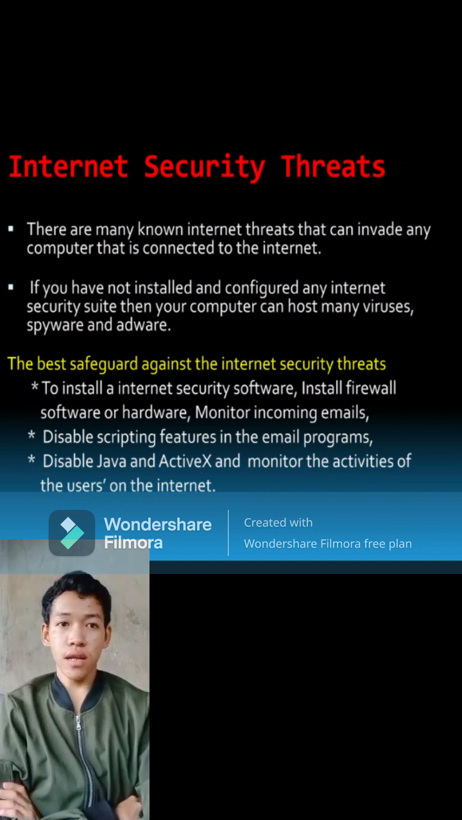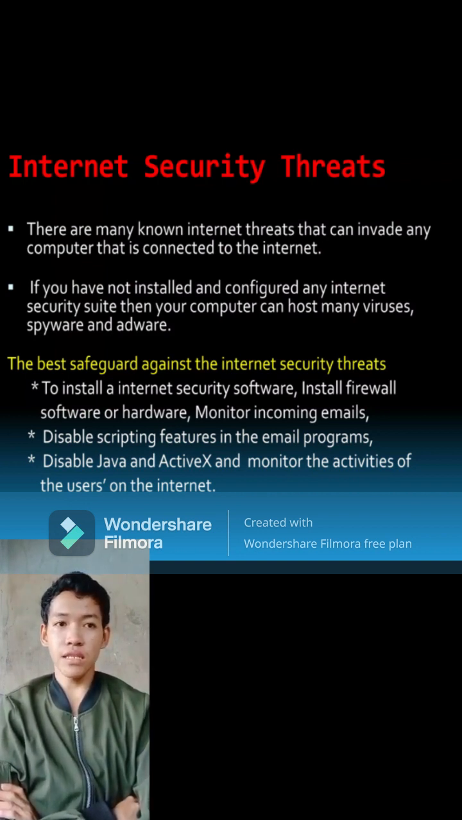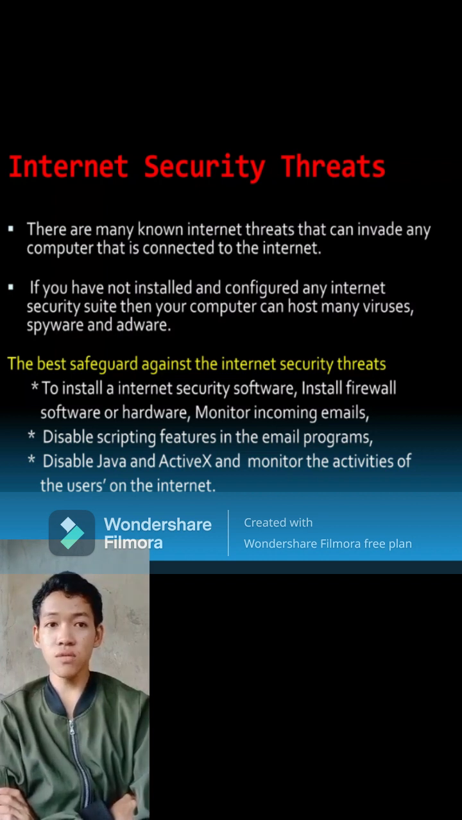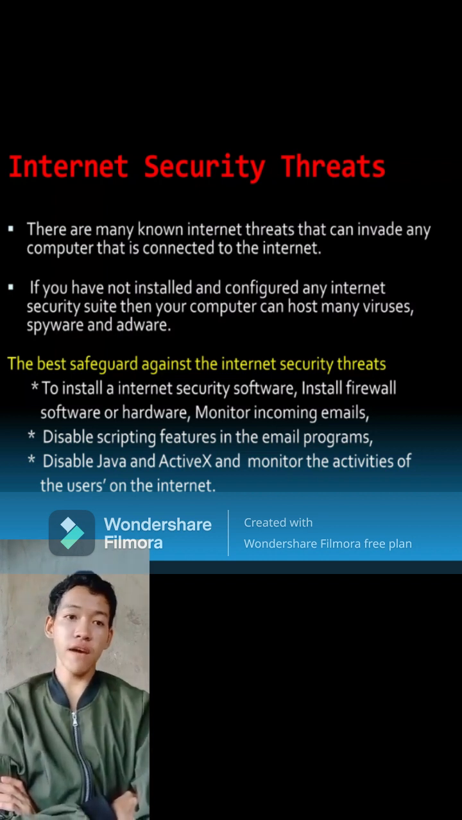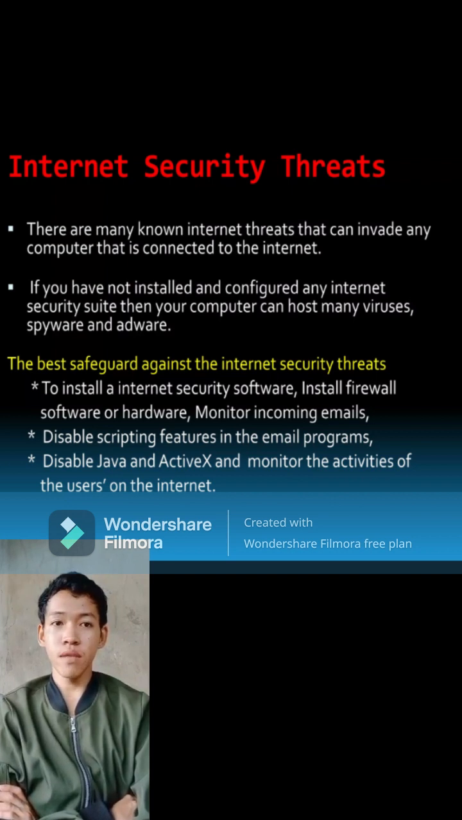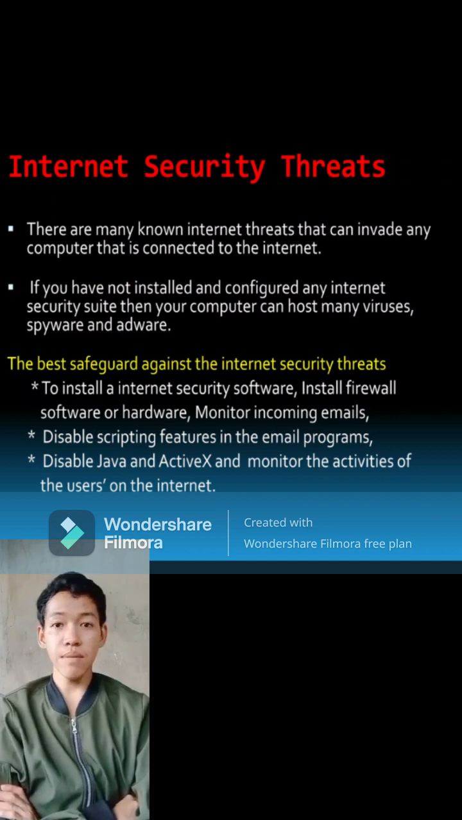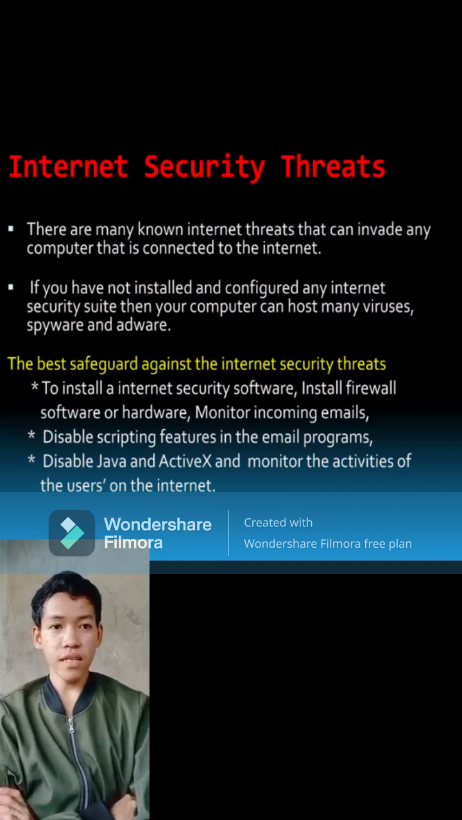Internet security threats. There are many known internet threats that can invade any computer that is connected to the internet. If you have not installed and configured any internet security suite, then your computer can host many viruses, spyware, and adware. The best safeguard against internet security threats is to install internet security software, install firewall software or hardware, monitor incoming emails, disable scripting features in the email programs, disable Java and ActiveX, and monitor the activities of the users on the internet.